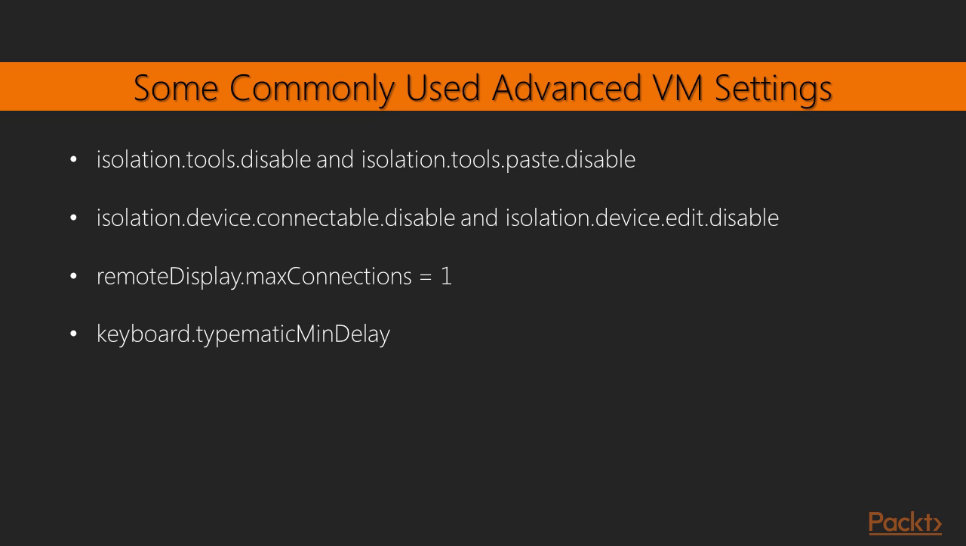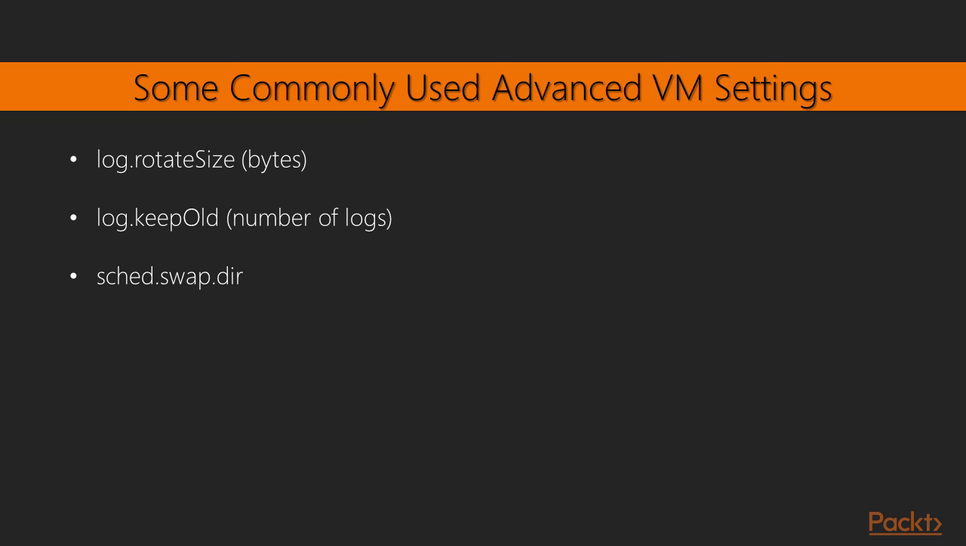We looked at keyboard.typematic.minDelay already. The log.rotateSize and the log.keepOld are interesting as well. So this is for the virtual machine logs. If you are logging, you set the size of this log. It's stored in the same directory as your configuration file. You can change it. There is another VM setting, log.fileName, I believe it is, or log.. You can set it to actually log to a separate directory. And then log.keepOld is the number of logs, so it'll keep 3 or 4 logs. I believe the default setting is to keep 6 logs and then rotate basically.